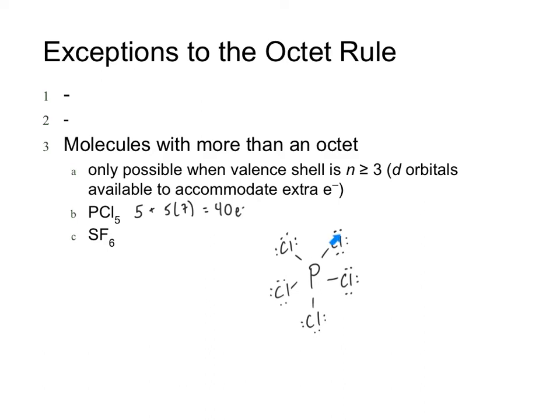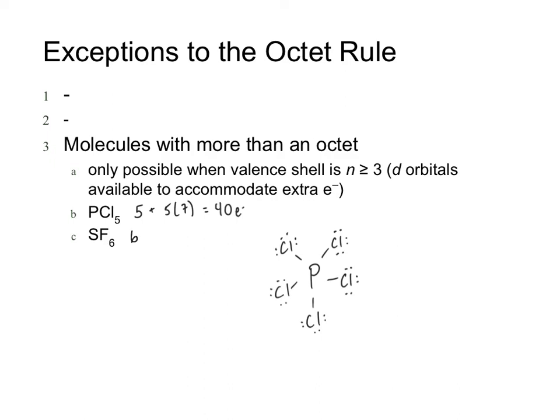Each chlorine has 2, 4, 6, 8 electrons around it. 5 chlorines for 40 electrons. Our outer atoms, our chlorines, all have an octet. But phosphorus has 2, 4, 6, 8, 10. Phosphorus has what we call an expanded octet, and it is large enough to be able to do that. Now our Lewis structure for sulfur hexafluoride.